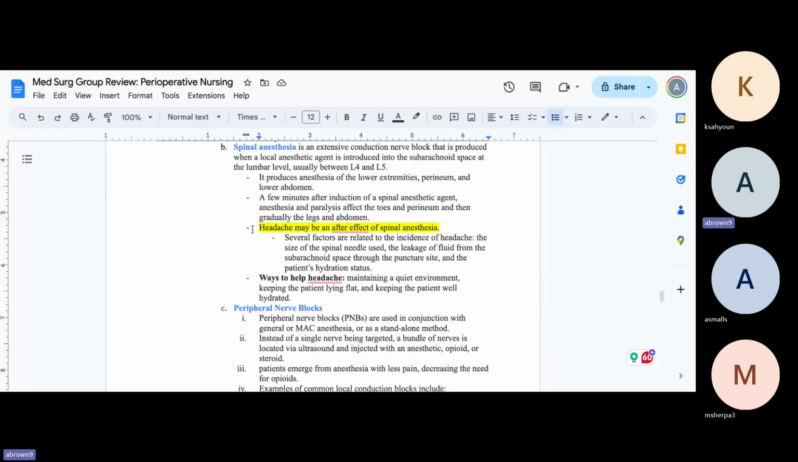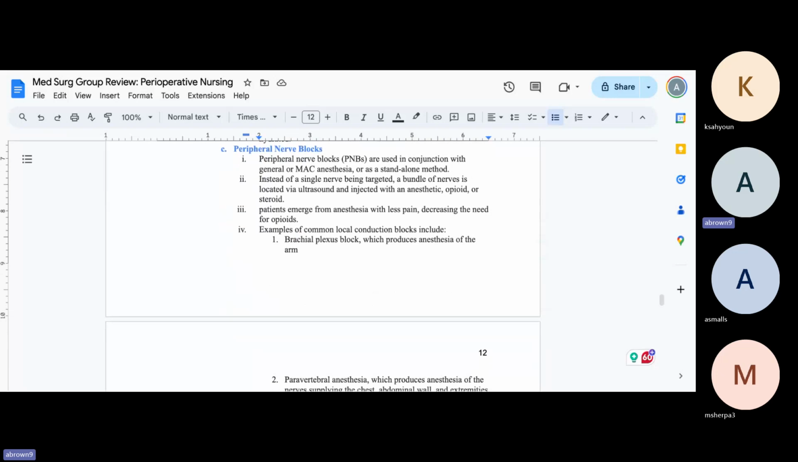Like I said, headache may be an after effect of spinal anesthesia. Several factors are related to the incidence of headache: the size of the needle, the leakage of fluid from the subarachnoid space through the puncture site, and the patient's hydration status. Ways to help the headache are a quiet environment, because this patient is awake during a spinal anesthesia, keeping the patient lying flat, and keeping the patient well hydrated.